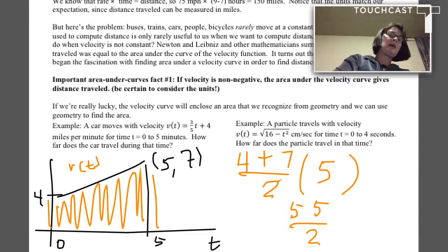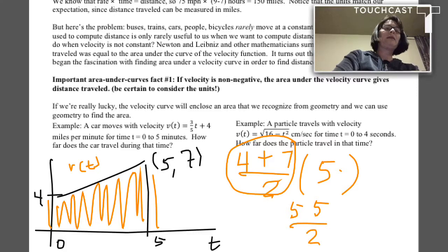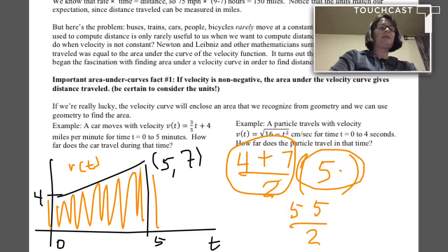Notice the units on time, the units on the 5 are minutes, and the units on the V values are miles per minute, so I'm multiplying miles per minute times minutes. I get 55 halves miles.